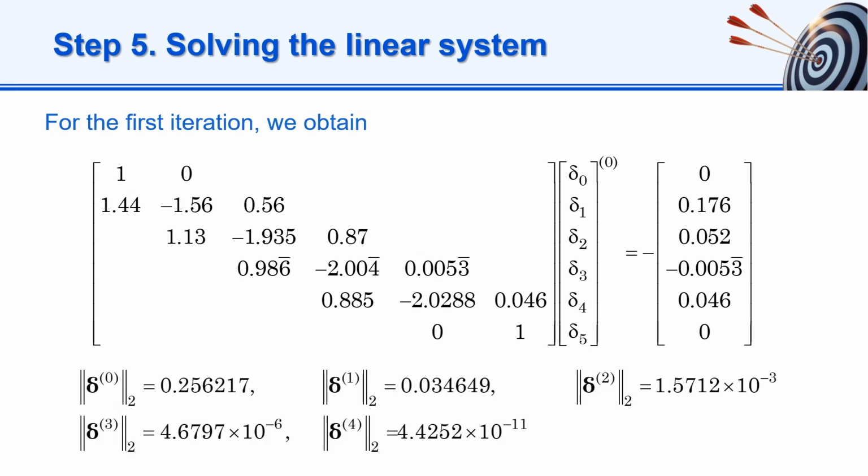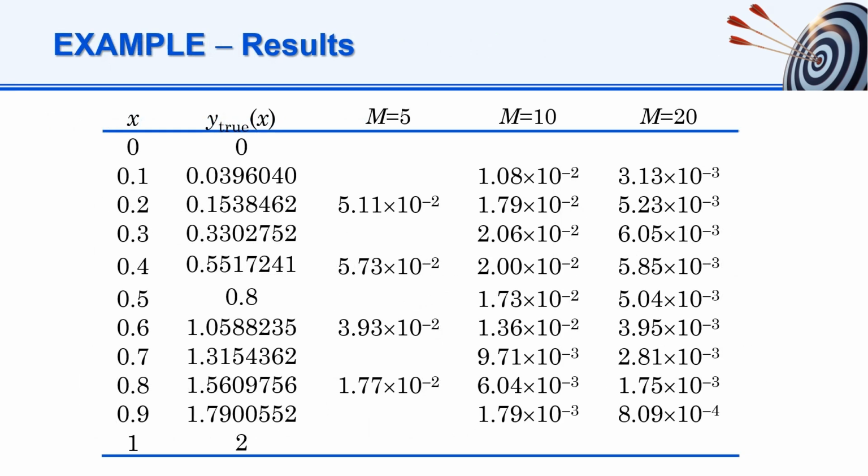In this example problem, Newton's method converges with an error of the order of 10 to the minus 11 after 4 iterations. The true absolute errors of the solutions obtained for uniformly spaced 5, 10, and 20 intervals, as well as the true solution, are presented in tabular form. For m equals 5, the magnitude of error is about 10 to the minus 2, and when the number of intervals is doubled, the magnitude of the error decreases by about 4 folds.